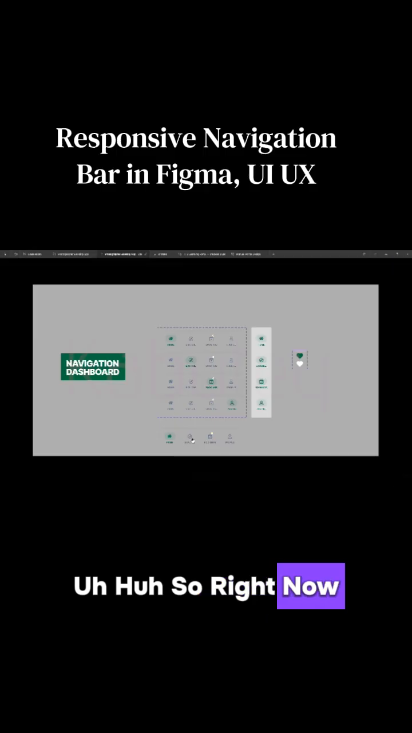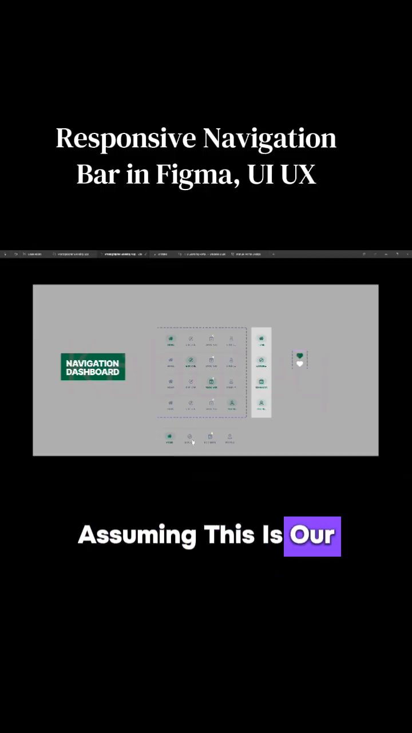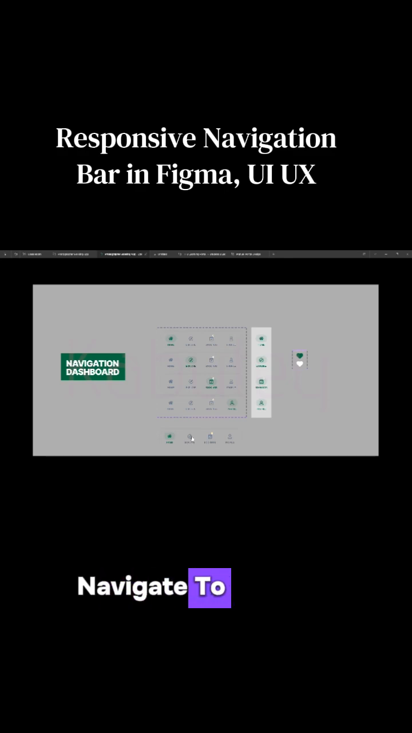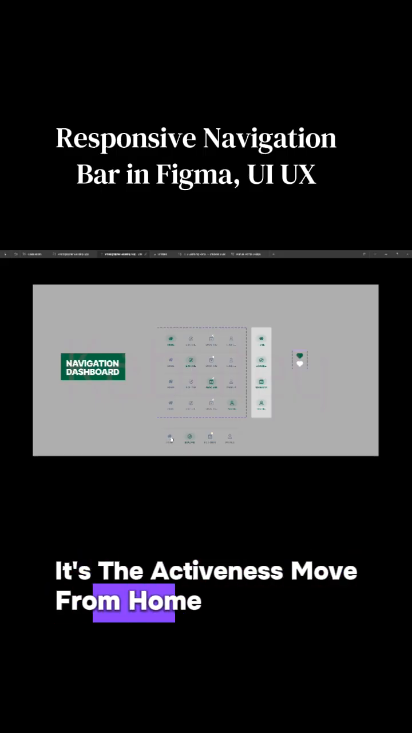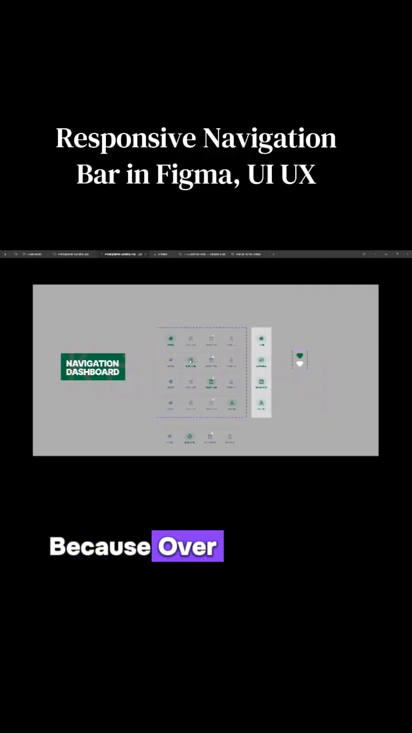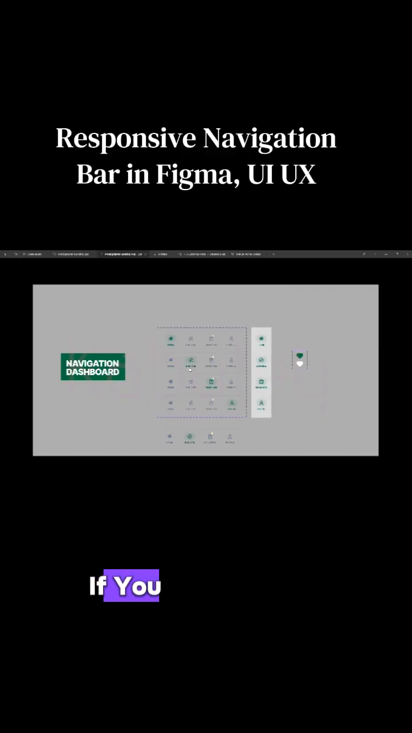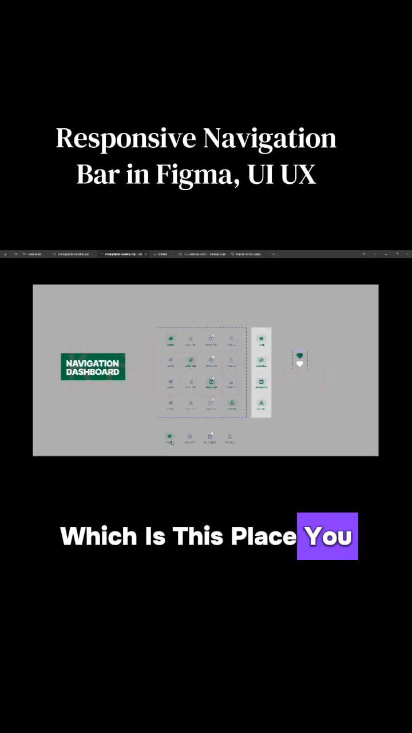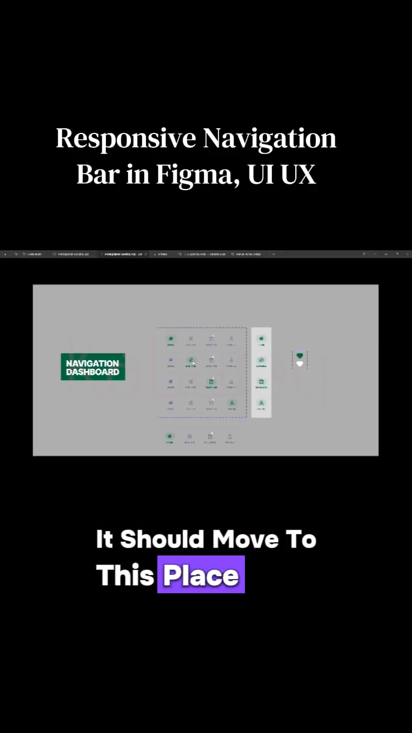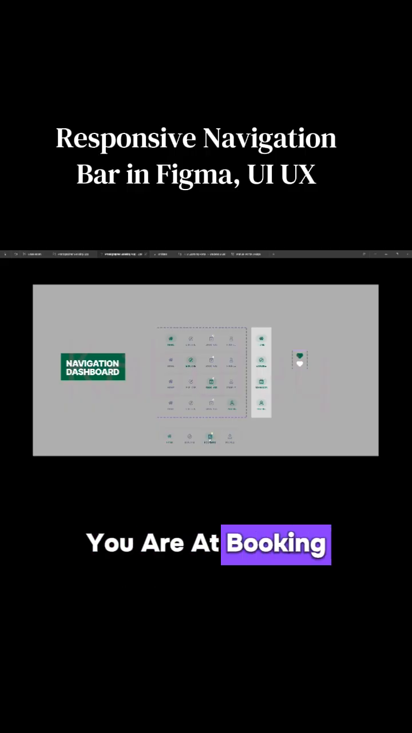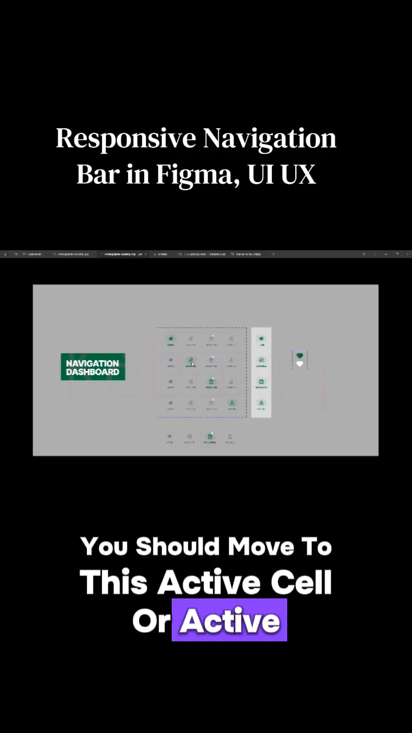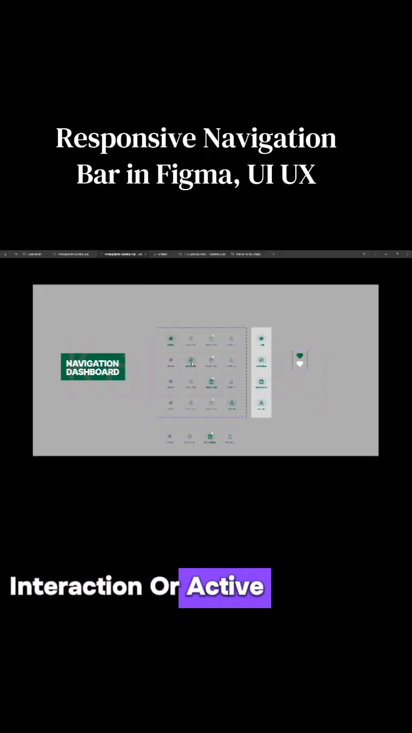So right now, assuming this is our page and we want to navigate to Explorer, the moment we click on Explorer, the activeness moves from home to Explorer, because over here we've given a command that even if you are at home, which is this place, and you click on Explorer, it should move to this place. Even if you are at booking and you click on Explorer, you should move to this active cell, or active interaction, or active navigation.